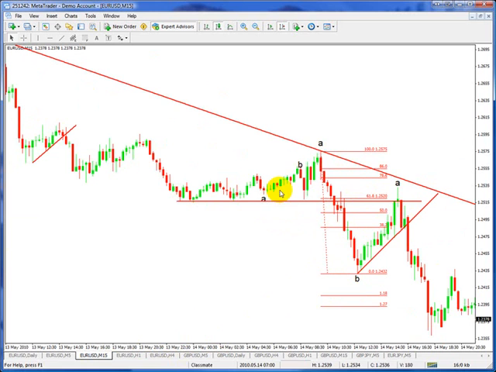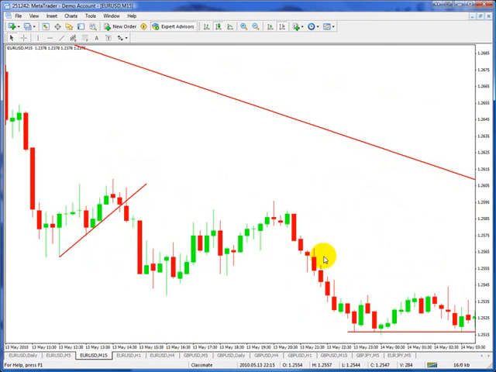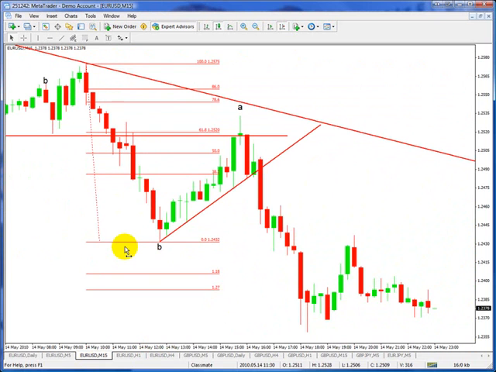Now, previous support is resistance at the 61.8, but more to the point, we've also got a candlestick formation of an evening star. So let's zoom in a little bit to that, shall we? Let's have a look at this a little bit closer.